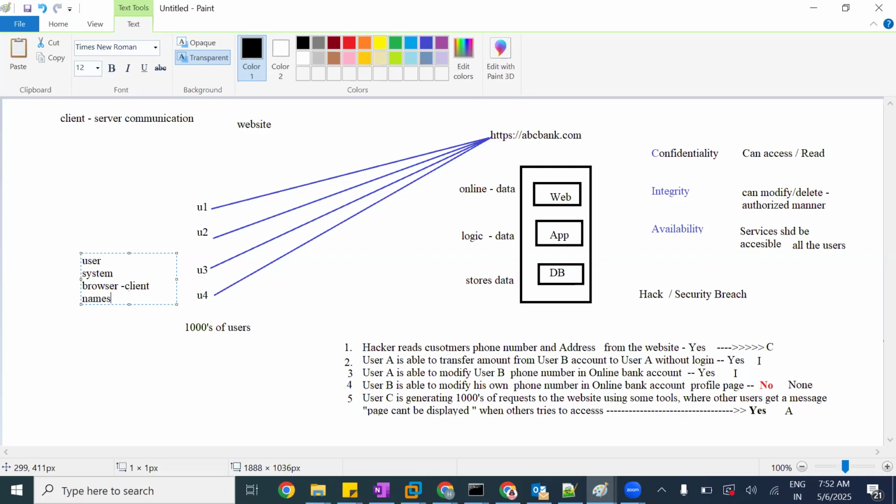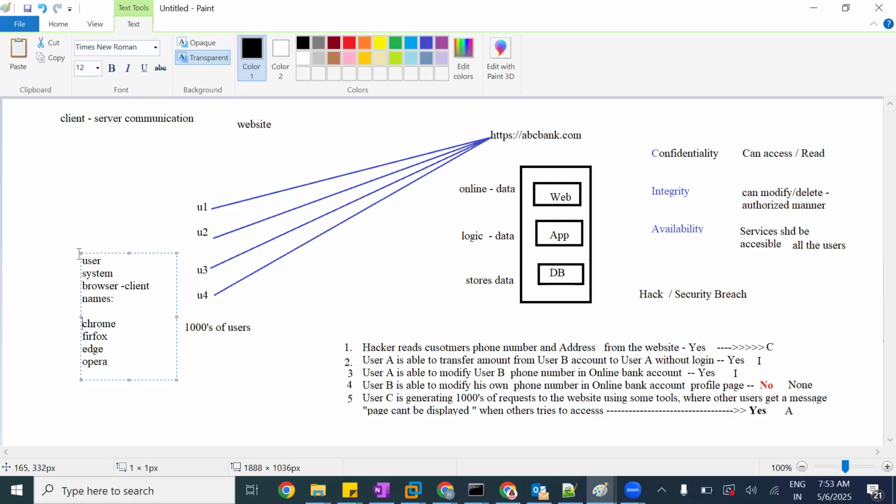Give me some names of the browsers. Try to respond in the chat. You have seen Chrome, Firefox, Edge, Opera. Google Chrome, Edge. Okay, these are some of the examples of the browsers. Of course, there are many other browsers too.